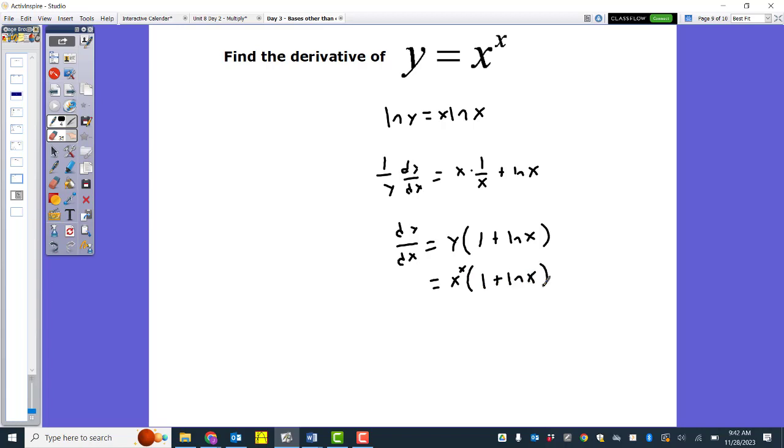So this is not a derivative you can remember because there are too many x's and things going on. You would have to do this process every time if you ever see x to a power of x as well. All right, that's everything for me.